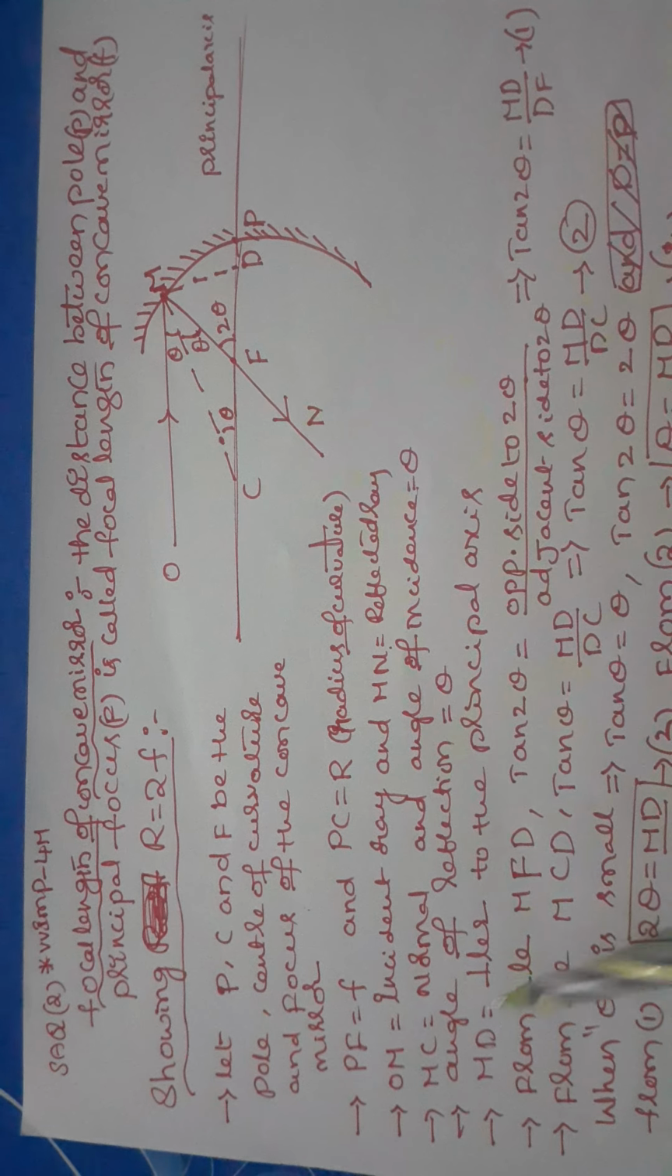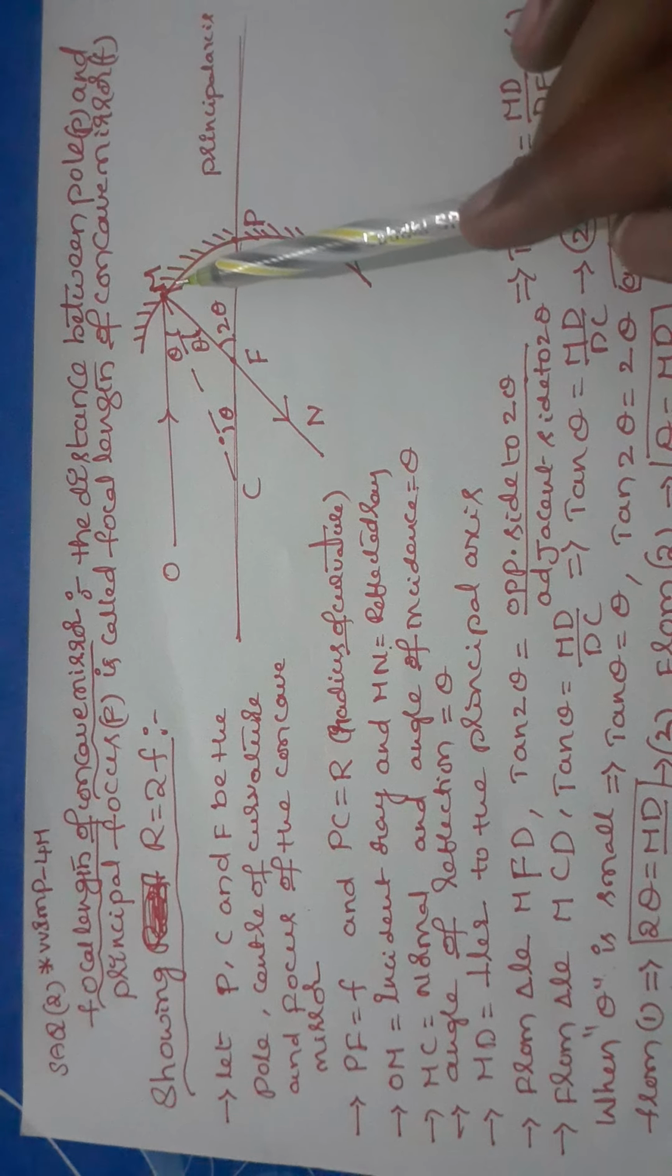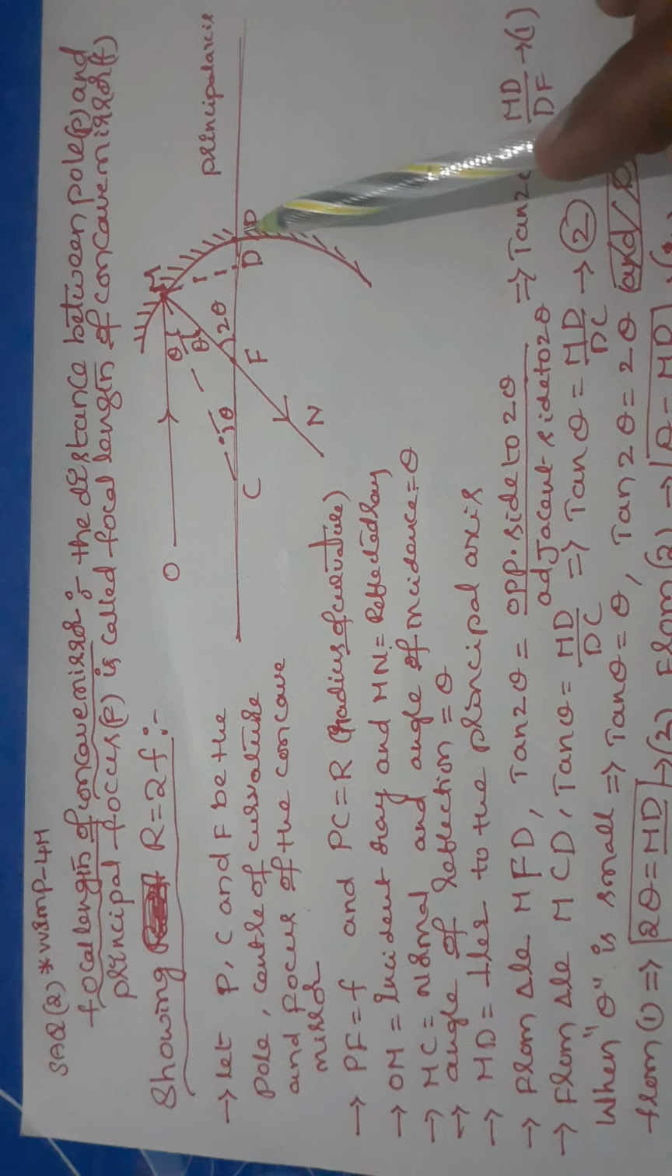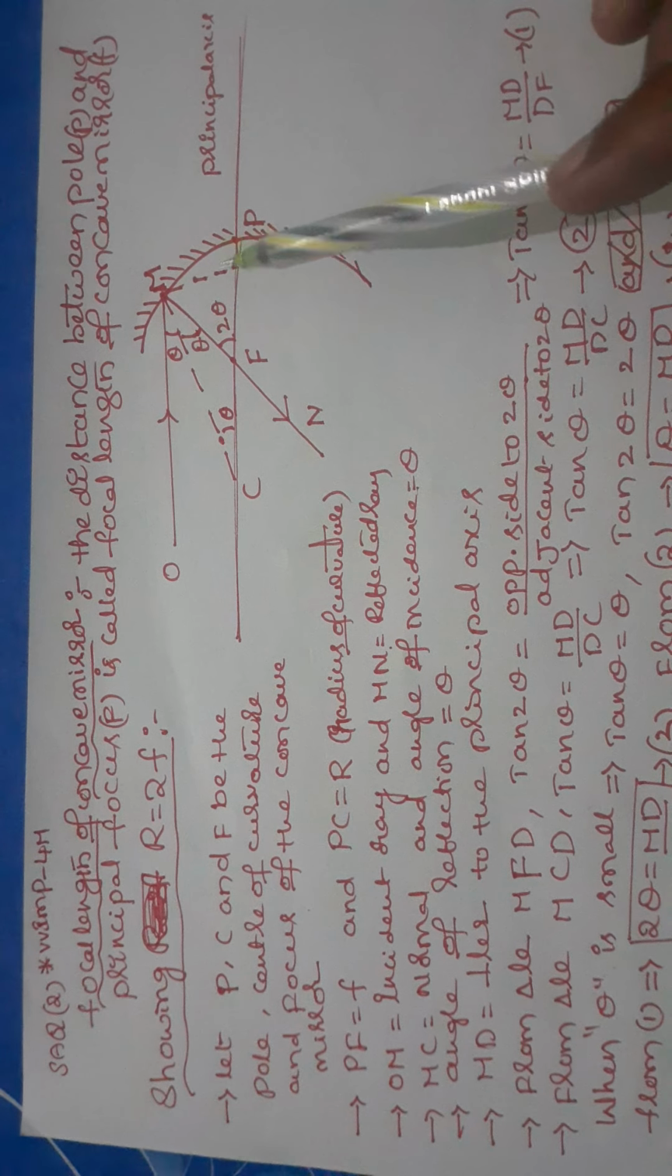Now MD is the perpendicular to the principal axis. For the derivation of R equals 2F, from the point of incidence M, to the principal axis, very close to the point P, that is very close to the pole of the concave mirror, a perpendicular line is drawn, that is MD. So MD is perpendicular to the principal axis.